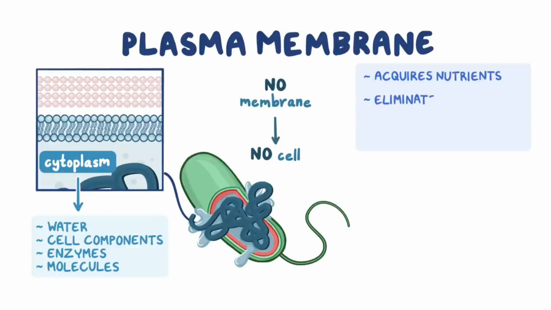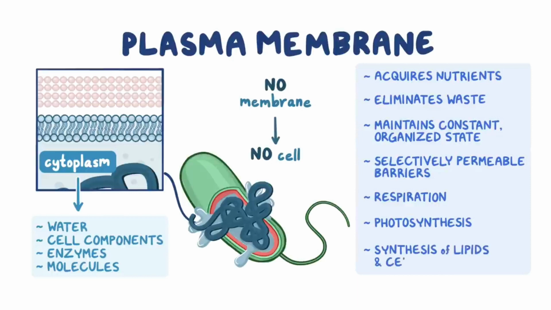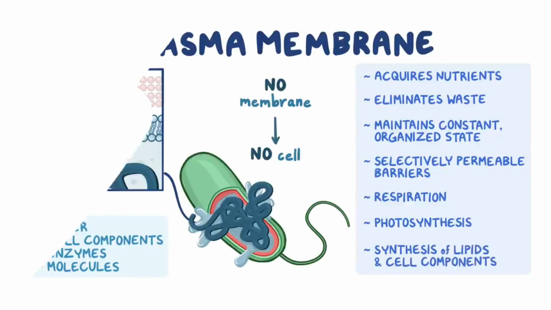The plasma membrane contains aqueous nutrients, eliminates waste, maintains a constant and organized state, and is a selectively permeable barrier of the cell from the other side. It has other functions of the cell membrane, which are respiration, photosynthesis, and synthesis of phospholipids and cell components.